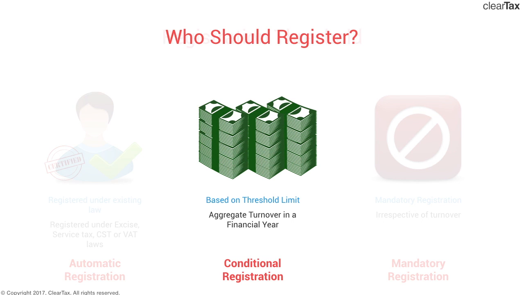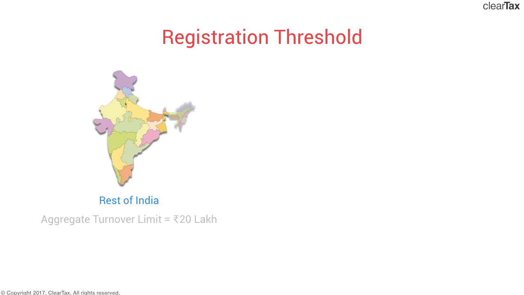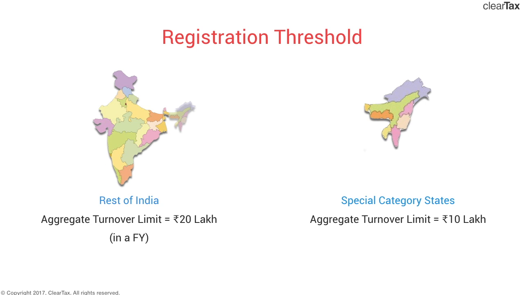Coming to the second one, the conditional category, which is based on a threshold limit. We've already seen this earlier. There are 2 broad classifications: rest of India and special category of states. For the rest of India, that is all the states excluding the special category, the aggregate turnover limit is 20 lakhs. In any financial year, if the aggregate turnover exceeds 20 lakhs, then such person is liable to get registered under GST. The second category of special states, the aggregate turnover limit there is 10 lakhs.